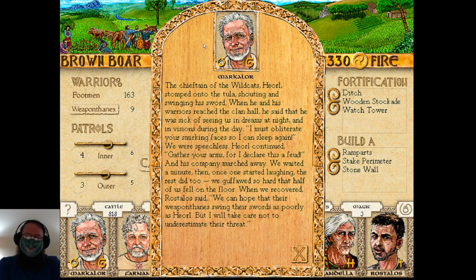We waited a minute, then once one started laughing, the rest did too. We guffawed so hard that half of us fell onto the floor. When we recovered, Rostalis said, we can hope that their weapon thanes swing their swords as poorly as Hurl, but I will take care not to underestimate this threat.